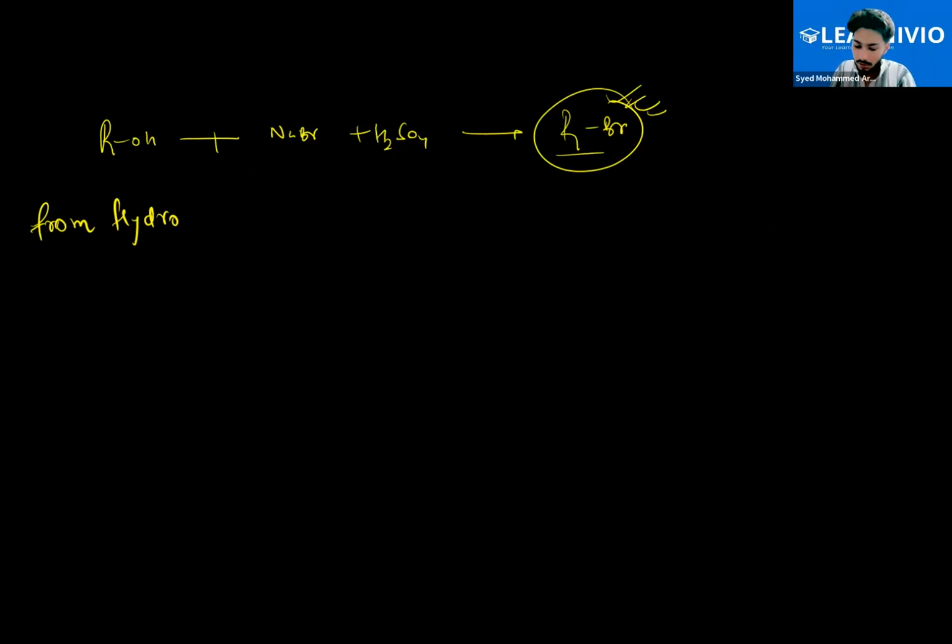So I am now teaching you from hydrocarbon 10.4.2. I don't know your NCERT page number, but I'm teaching from hydrocarbons, from alkanes by free radical halogenation. This thing I'm going to teach you. Okay, so everything will be there. Fine, from hydrocarbon.